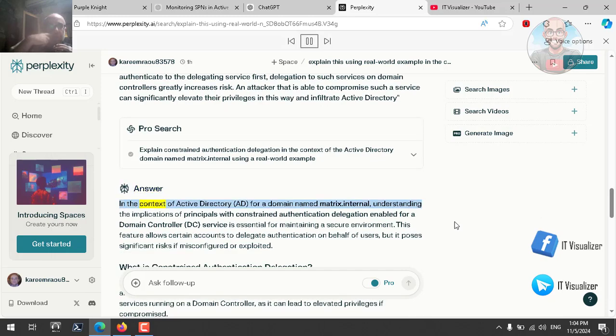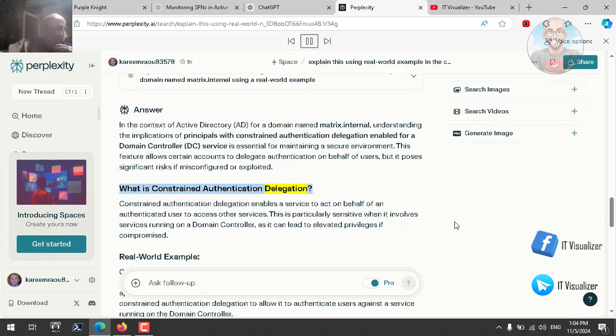Answer. In the context of Active Directory, AD, for a domain named matrix.internal, understanding the implications of principals with constrained authentication delegation enabled for a domain controller, DC, service is essential for maintaining a secure environment. This feature allows certain accounts to delegate authentication on behalf of users, but it poses significant risks if misconfigured or exploited. What is constrained authentication delegation? Constrained authentication delegation enables a service to act on behalf of an authenticated user to access other services. This is particularly sensitive when it involves services running on a domain controller, as it can lead to elevated privileges if compromised.